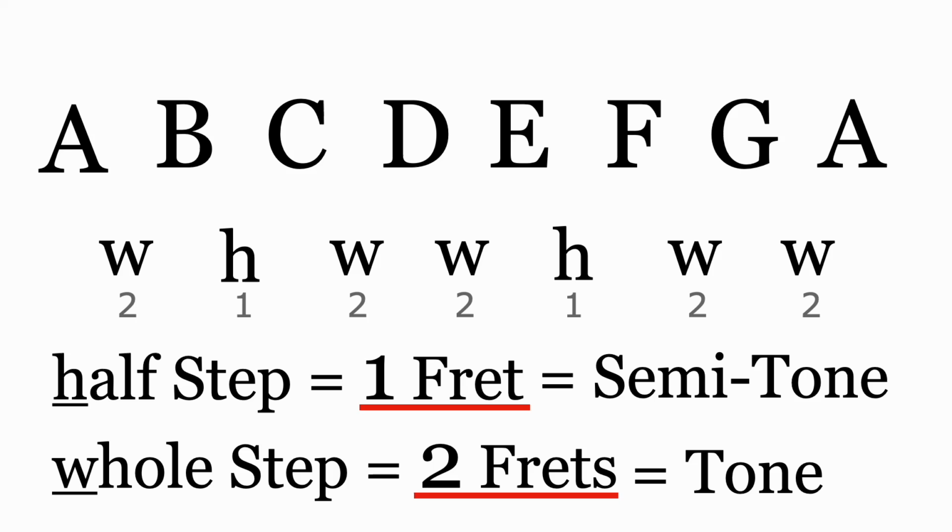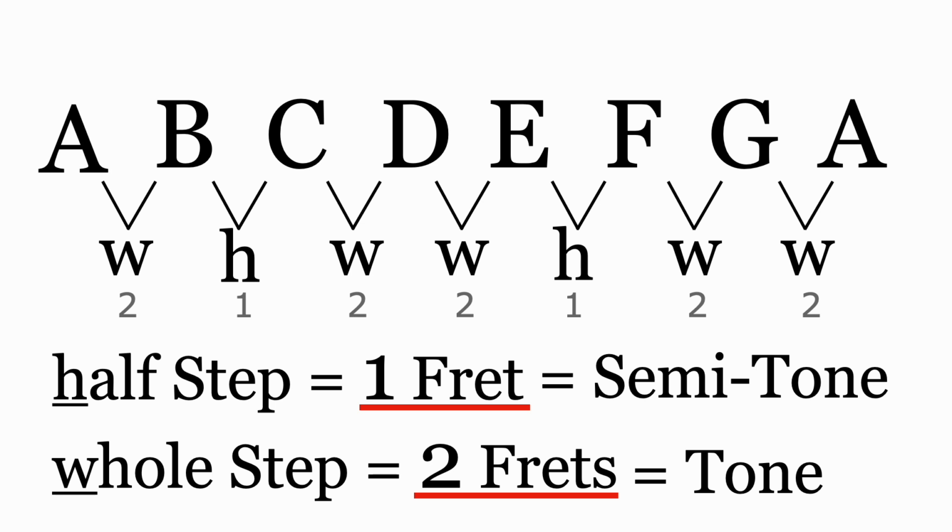Okay, let's just verify that really quick. So when we start with A, we move to B, that's 2 frets. Then we go B to C, that's 1 fret. C to D, that's 2 frets. D to E, 2 frets. E to F, 1 fret. F to G, that's 2 frets. And G to A, that's also 2 steps. Because as we know, we always start and stop the scale on the same note, right?